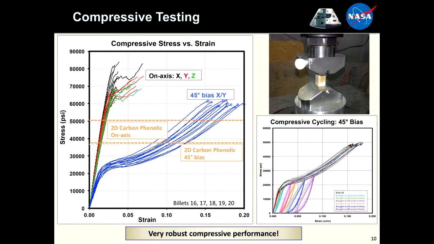I'll point out that when you go to the 45-degree bias XY compression test, we do see yield at a much lower strength, down here about 25,000 pounds per square inch, but there's a good bit of yield before an ultimate failure way up here at 60 KSI. Through some hysteresis testing, repetitive cycles in compression testing, we were able to show that you can go through this yield point and back down many times without compromising the ultimate strength of the material at or above 50,000 pounds per square inch. So it's a very robust material system.